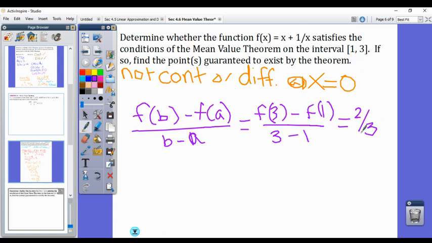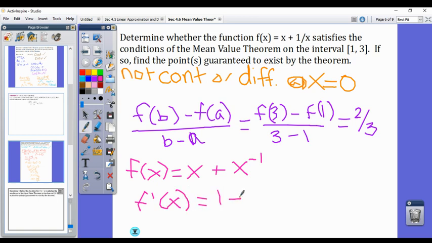Okay? All right, so now I'm going to go ahead and take my derivative. So before I do that, I'm going to write f of x as x plus x to the negative 1, just because it's going to make it easier for me to take my derivative. So it's going to give me 1 plus 1 over x squared. Nope, it's minus. Come on, eraser.